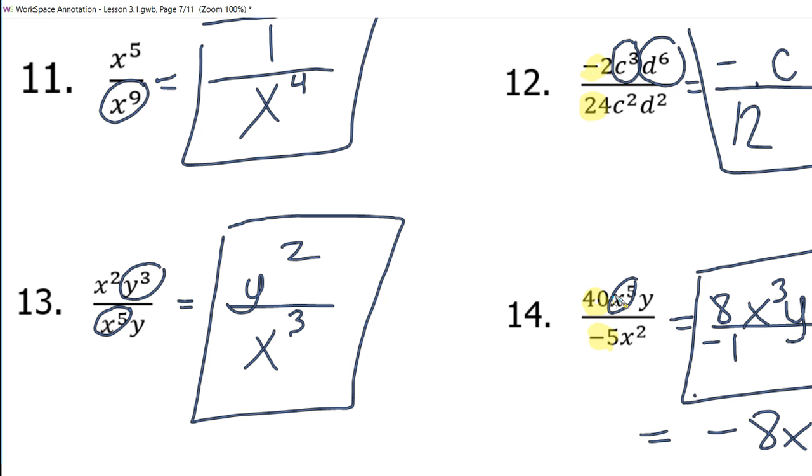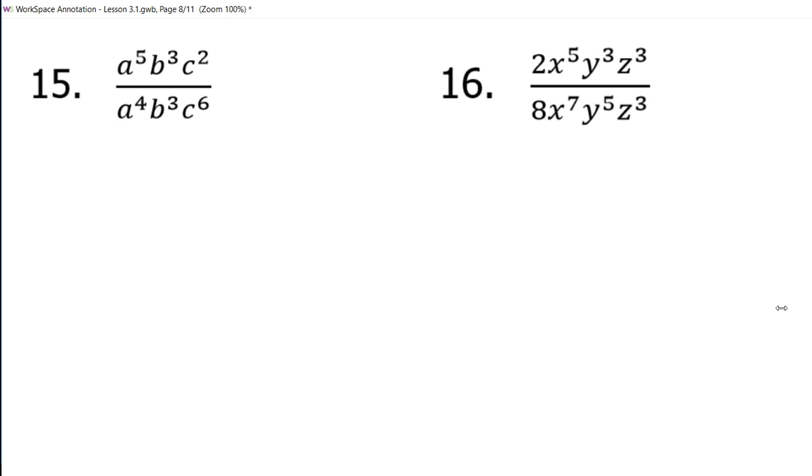Okay, the next two, number 15. Where's the larger A? Top. So your answer for A needs to go in the top. What about the B's? Which B is larger? Why do they cancel? They're the same. So B cubed on top, B cubed on bottom, they cancel. Where's the larger C? Bottom. So A on top, C on bottom.